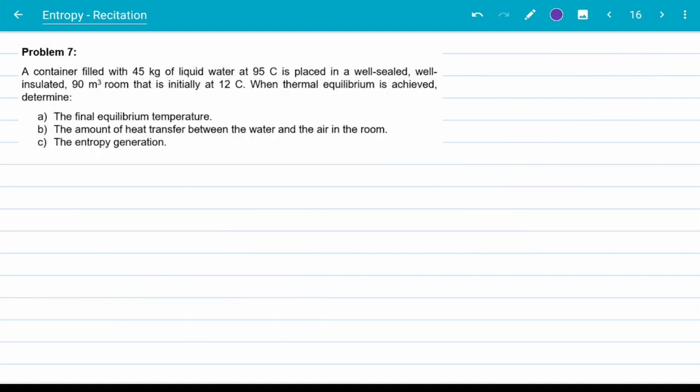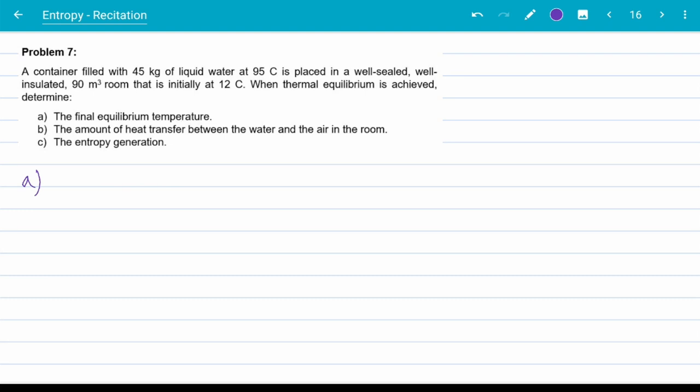Okay, problem 7. We have a container filled with 45 kilograms of liquid water at 95 degrees Celsius. This container is placed in a well-sealed, well-insulated 90 cubic meter room that is initially at 12 degrees Celsius. When thermal equilibrium is achieved, we are asked to find the equilibrium temperature, the amount of heat transfer between water and air, and the entropy generation. Let's start with part A, the final equilibrium temperature.